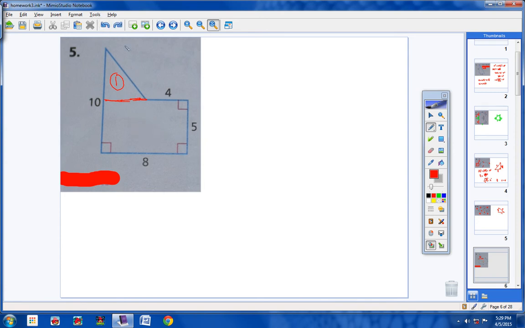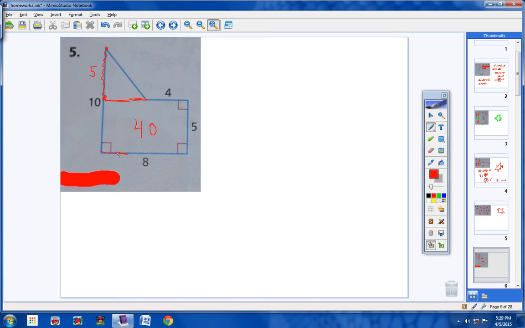The rectangle's very easy. It's an 8 by 5 rectangle, length times width. So the area of the rectangle is 40. Okay? Now, if this whole side here is 5 and this whole side is 10, then I know from here to here I must have a 5. So there's the height of my triangle.